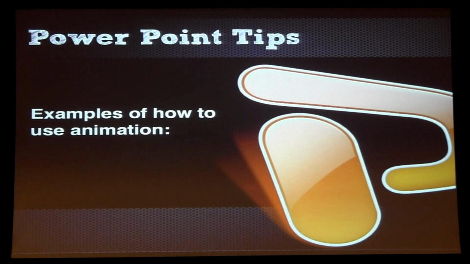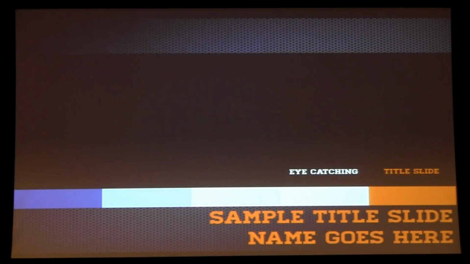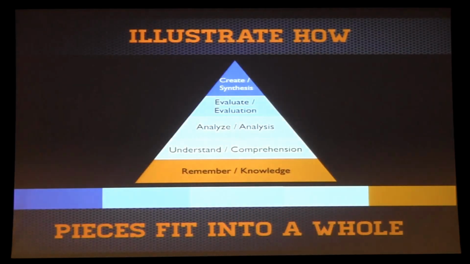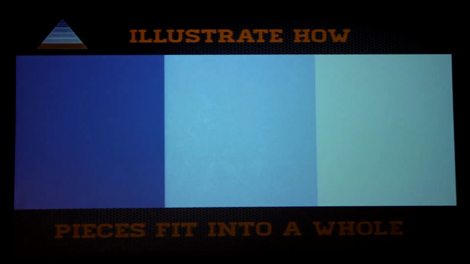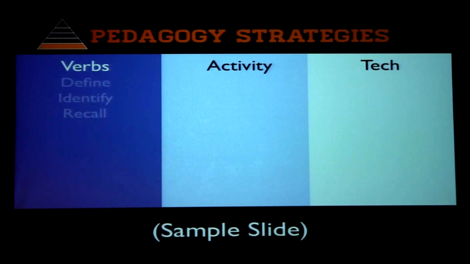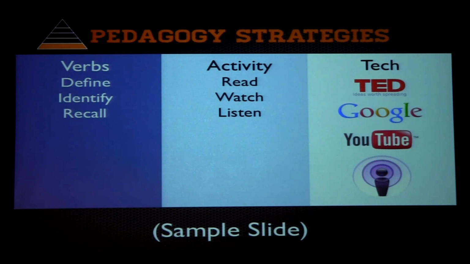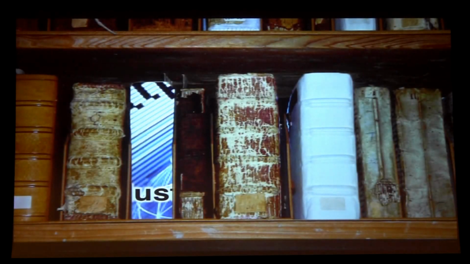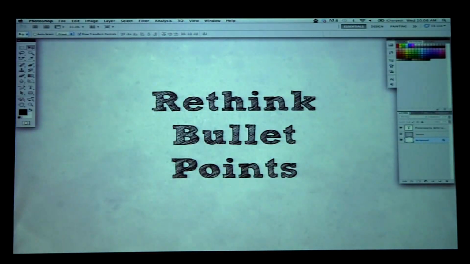So a couple good examples of how to use animation correctly. If you have an interesting title slide, which has some really subtle information at first, it can be a good way to grab people's attention right off the bat. You can use it to illustrate how pieces fit into a whole. So for this one, we're talking about Bloom's taxonomy, and we would shrink the pyramid at the top and go line by line and show you how each different section fit into this building pyramid approach. You can use it to illustrate transitions. So this was a piece where we're talking about going from the old to the new, like books to internet in libraries.